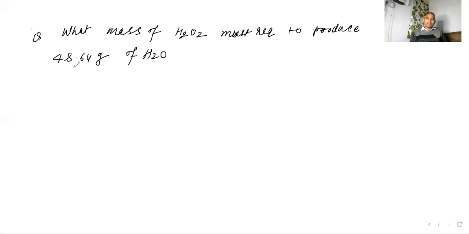Here the liter is not there, given mass is there. So you can put simply 48 gram H2O. So they have given the equation, that is 2H2O2 giving O2 plus 2H2O. So the question is what mass of H2O2 is required to produce 48 gram H2O.